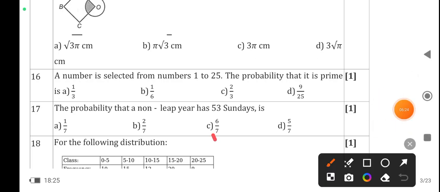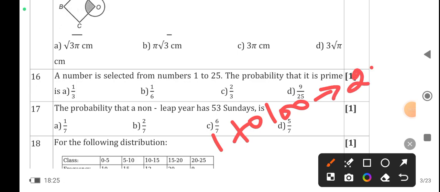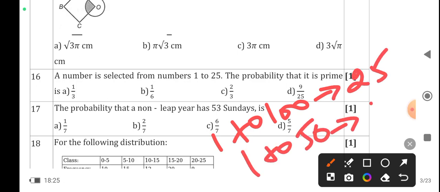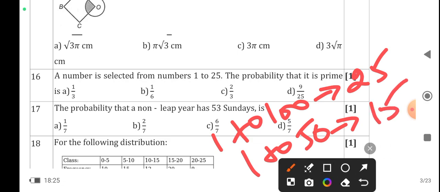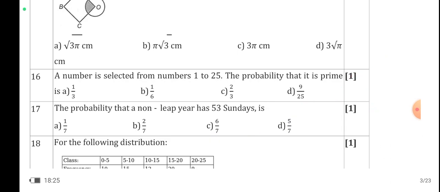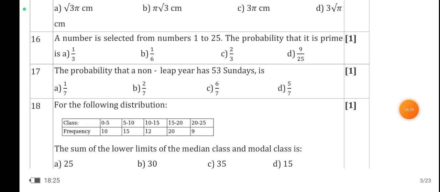Normally, the number of prime numbers from 1 to 100 is 25. From 1 to 50, the number of prime numbers is 15. From 1 to 25, how many prime numbers you only have to check. Then this is a repeated question.